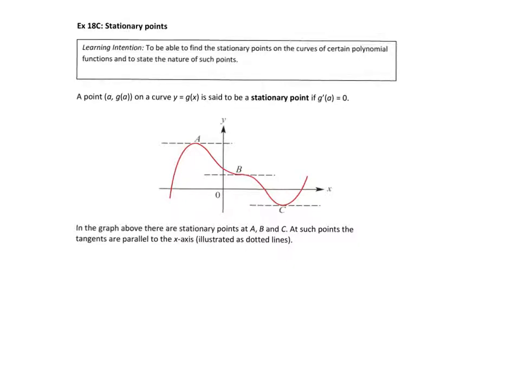But there is more than one type of turning point. Obviously there's a maximum turning point, a minimum turning point, and a point of inflection. So that is why we call them now stationary points. They all fall underneath that banner.